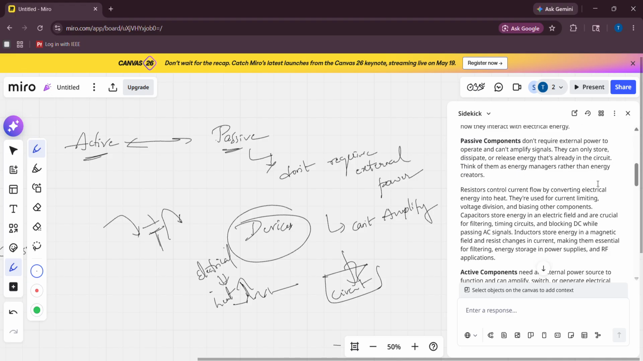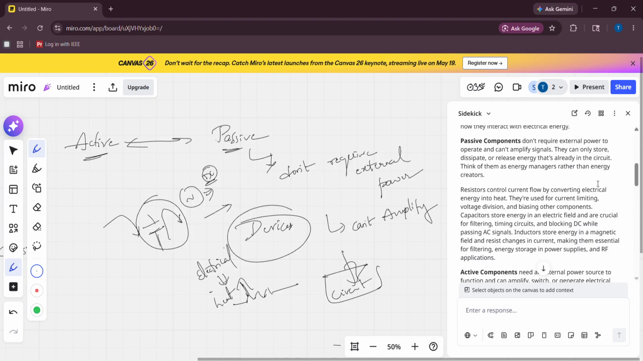Okay, capacitors store energy in an electric field and are crucial for filtering, timing circuits, and blocking DC while passing AC signals. So what is the use of the capacitor? It can store the energy, and while AC is passed inside the circuit, it can block the DC. Okay, there is some advantage to blocking DC. We will discuss it in further classes, but just remember that while the AC signal passes, it will block the DC signals.